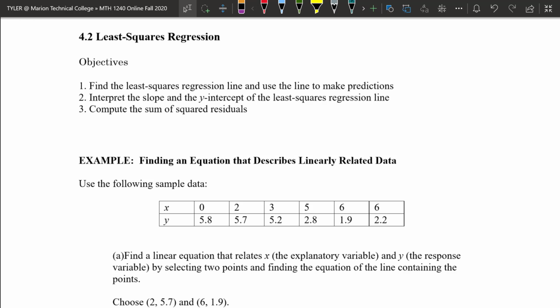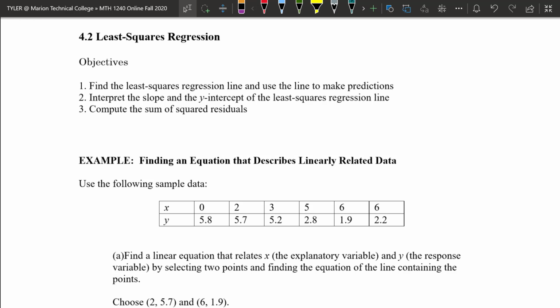Hi, so in this video we're going to finish chapter 4. This section is 4.2 of our least squares regression. In section 4.1, we looked at scatter plots, the idea of linear and nonlinear trends. If it's linear, we looked at positively and negatively associated. We looked at something called the correlation coefficient, this R value, and how it measures the strength of the model.